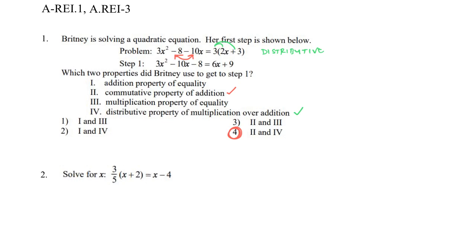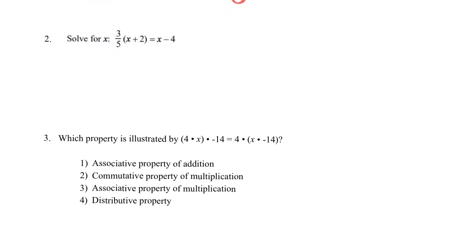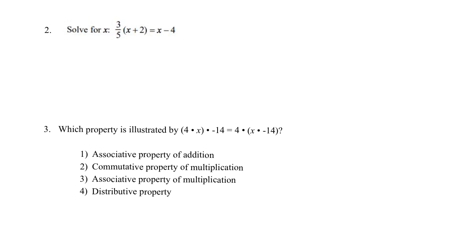Okay, let's move on. Solve for x. All right, so the first thing that I think you should do here, I always recommend simplifying, which means distribute. So I think we should take care of that first. We have 3/5 times x, and then 3/5 times 2, you can do that in your calculator. I'm going to leave that as a fraction. That's going to be 6/5 as a fraction, equals x minus 4.